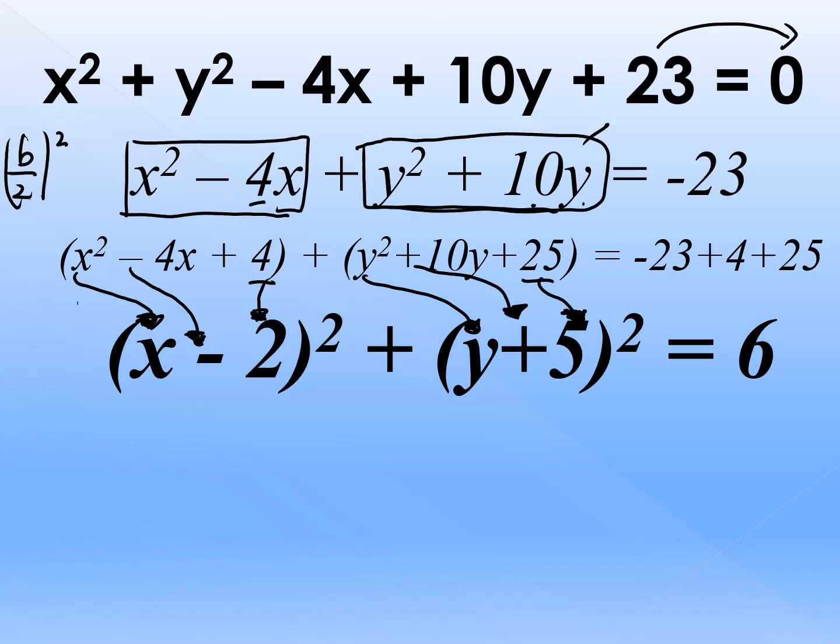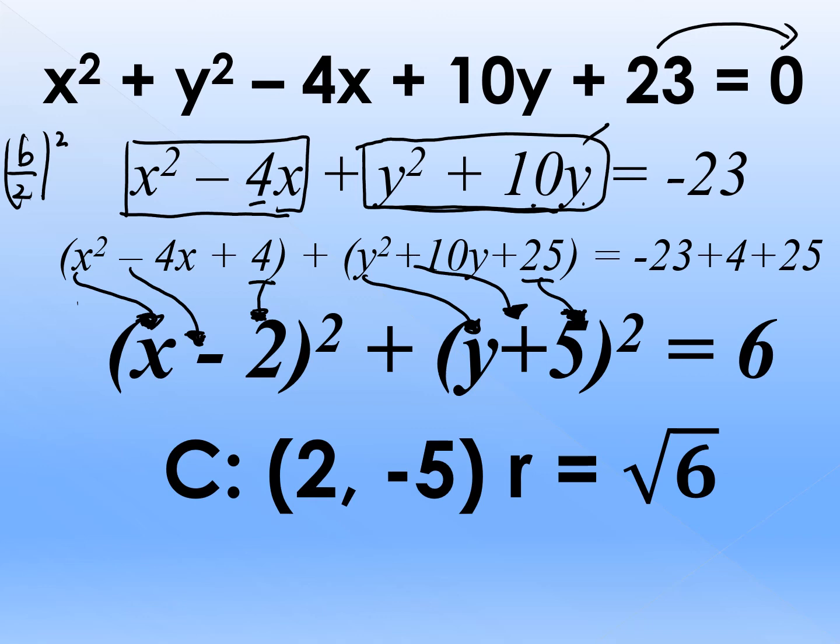Now therefore, the center is equal to (2, negative 5), and r is equal to square root of 6. How did we get this one? Again, we just simply get the negation of this one. Since here we have negative 2, negating negative 2 will be positive 2. Now here, we have positive 5. Negating positive 5 will become negative 5.